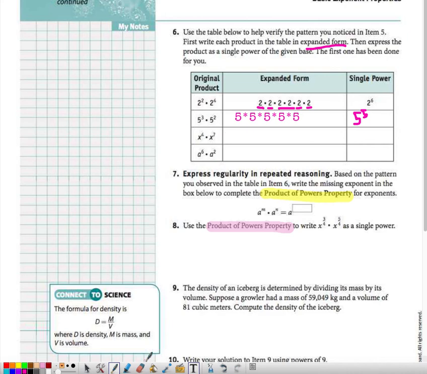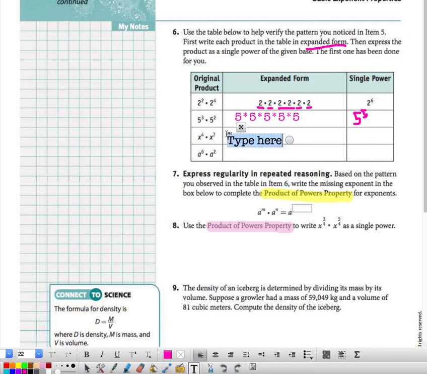This works the same for variables with exponents. So if we have x to the 4th, then we repeat the x 4 times. So x times x times x times x. And then we have x to the 3rd, so times x times x times x. 1, 2, 3, 4, 1, 2, 3, 4, 5, 6, 7.